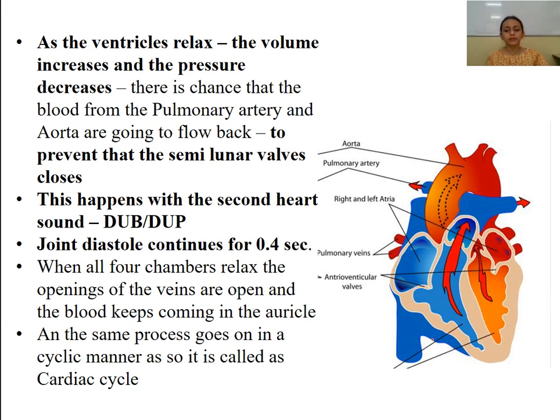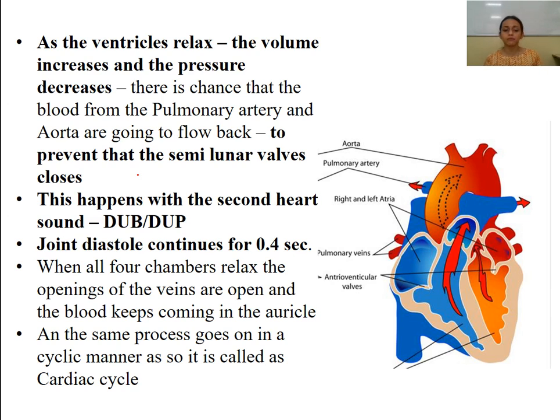Why will this happen? Because the ventricles are relaxed and the pressure is less. So there is a risk that the blood which was pumped into the pulmonary artery and the aorta will flow back. To prevent this backflow, the semilunar valves close. And this closing of the semilunar valves creates the second heart sound, which is known as dub, D-U-B, or in some books you will find it as D-U-P, dub. So dub is the second heart sound.